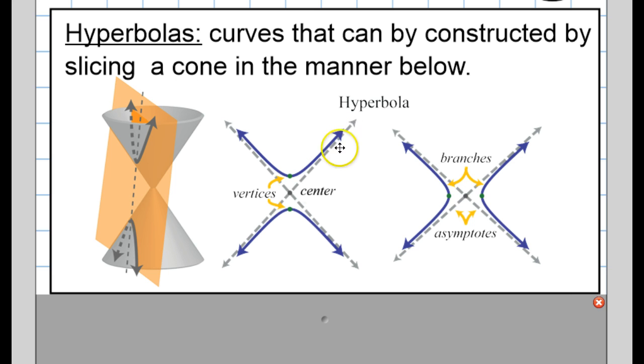And then we have these slanted asymptotes that basically define the curve as well. And we can use this information to determine what a and b are, but more on that a little bit later. So where do hyperbolas come from?